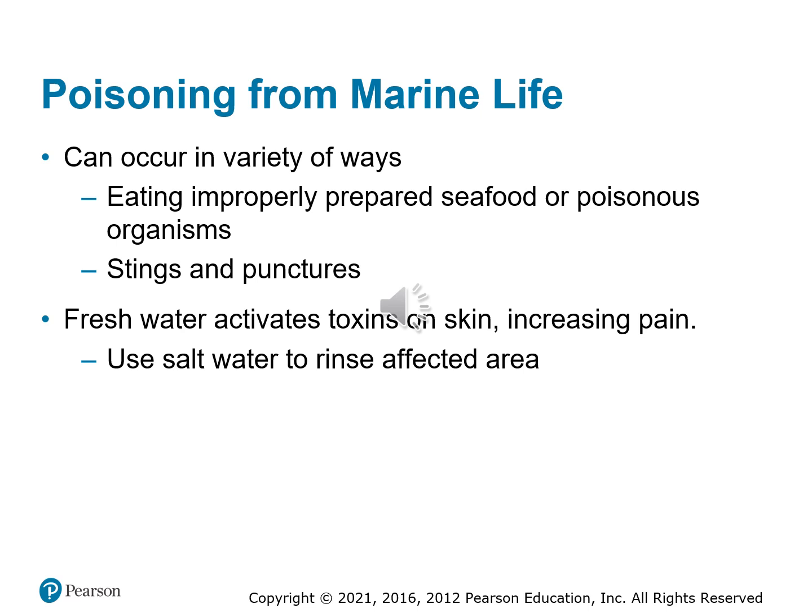Final topic of the chapter here, just one slide talking about poisoning of marine life. And this can occur in a few different ways. First one being eating improperly prepared seafood or poisonous organisms, which is kind of a rarity because in the United States, it's hard to get your hands on these types of marine life to eat them. And then the second way would be stings or punctures for those that are on an ocean or gulf area where they may come in contact with jellyfish, man of war, things like that.